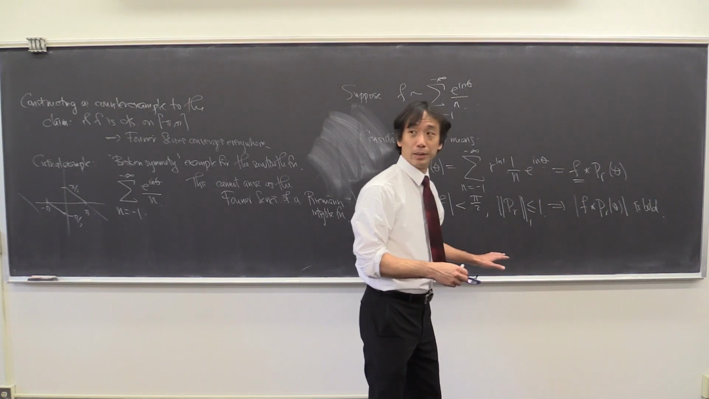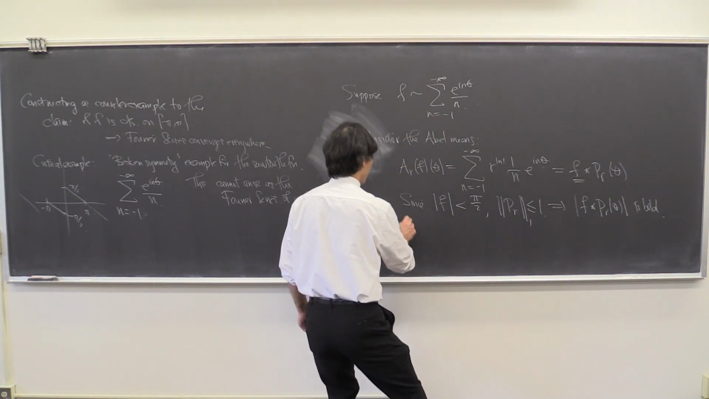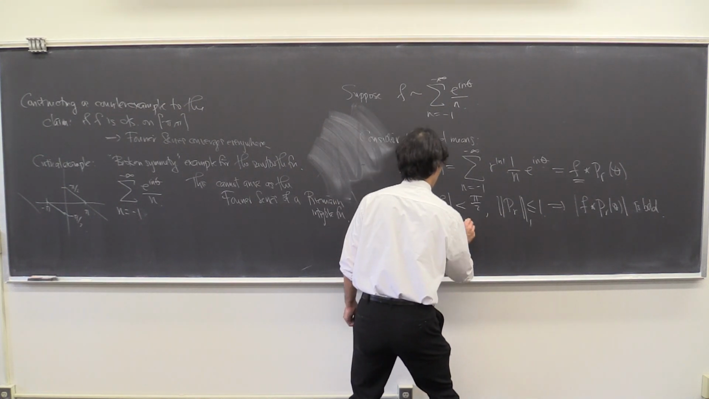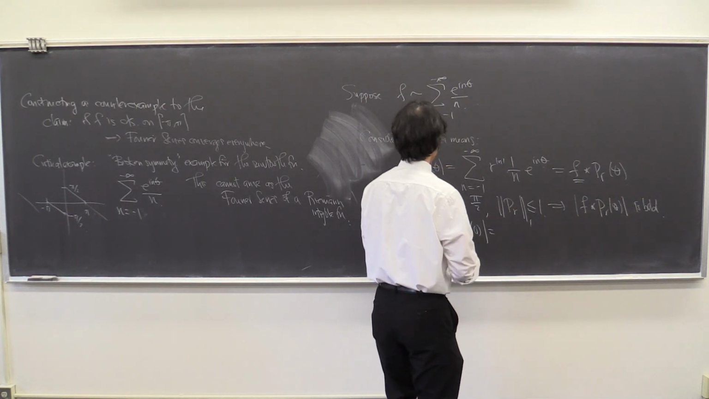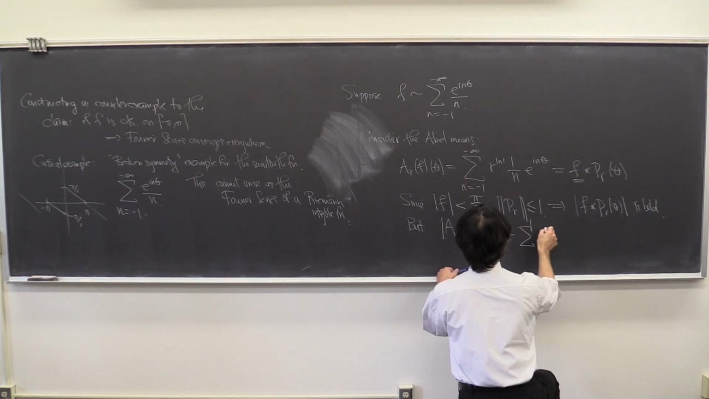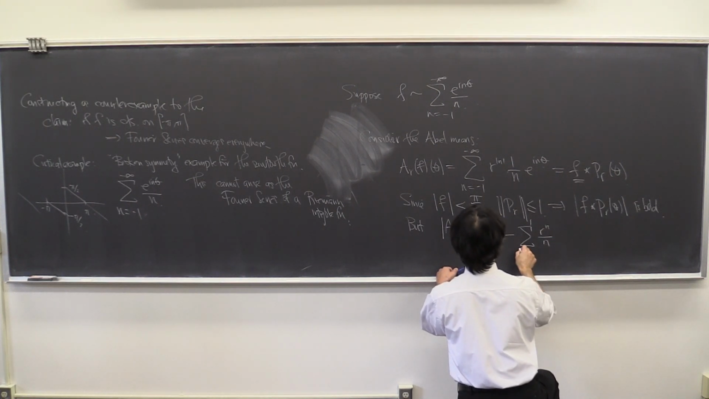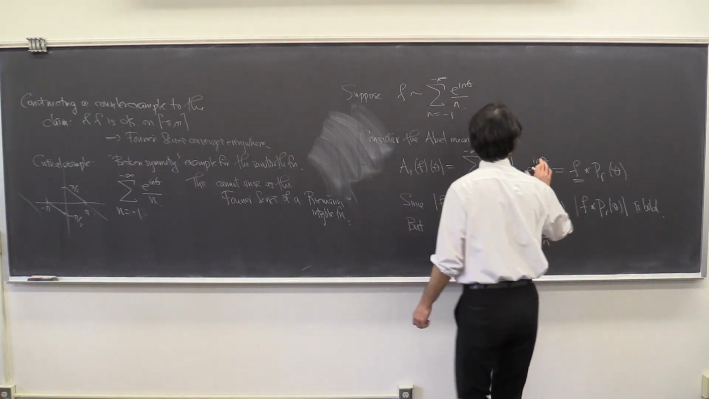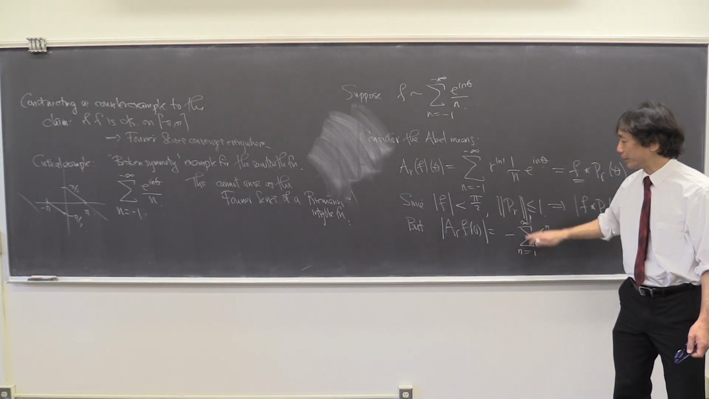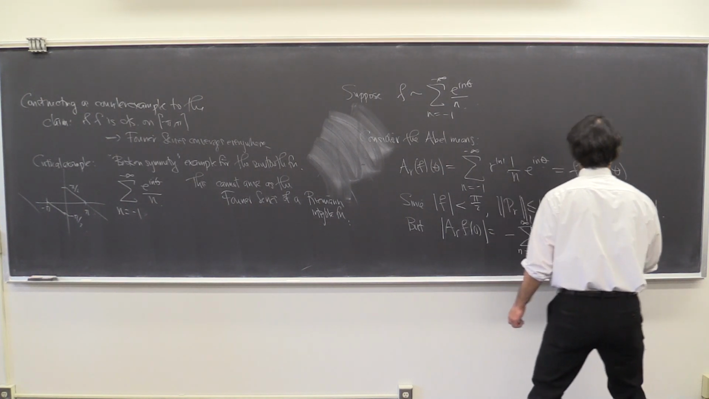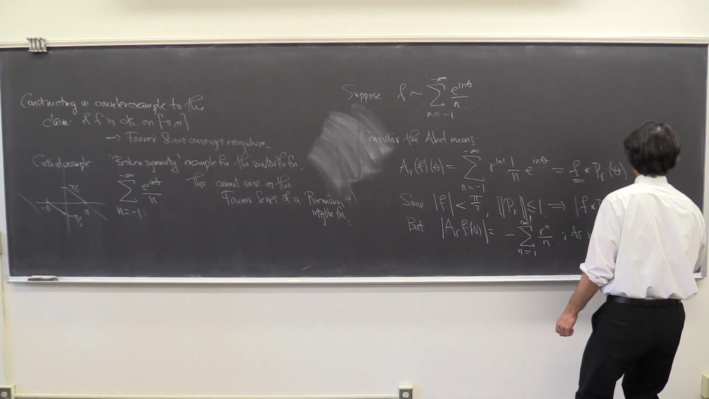Is that okay? Do you guys get that? Yes. Okay, good. But if we look at A_r f at 0, that's going to give negative summation r to the n over n, as n goes from 1 to infinity. Take theta to be 0, this thing vanishes, and then I'm just going to rewrite this using the positive indices. But as r goes to 1 from below, this goes to infinity. And so that's a contradiction.